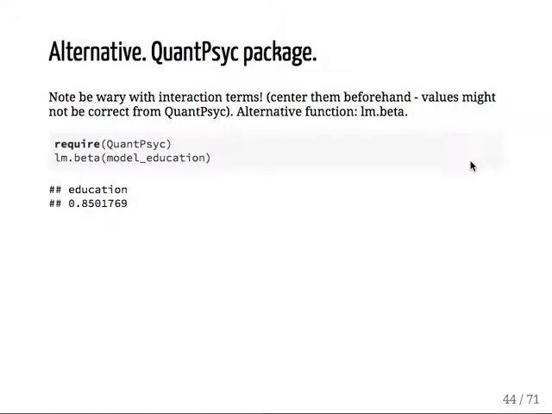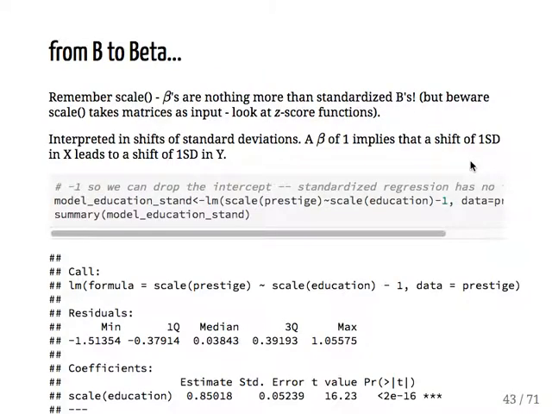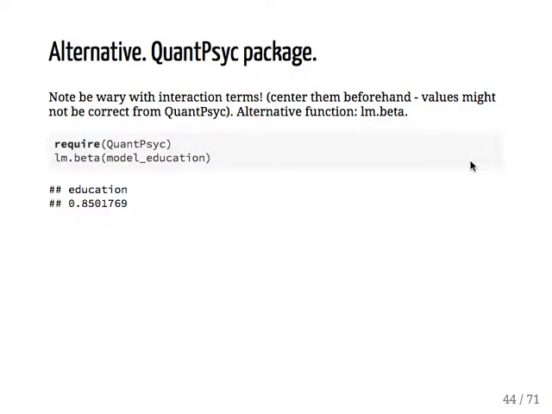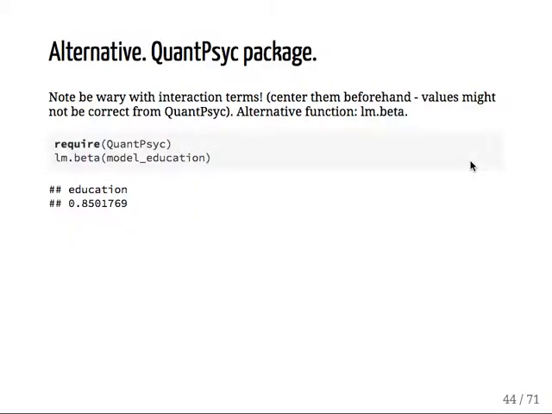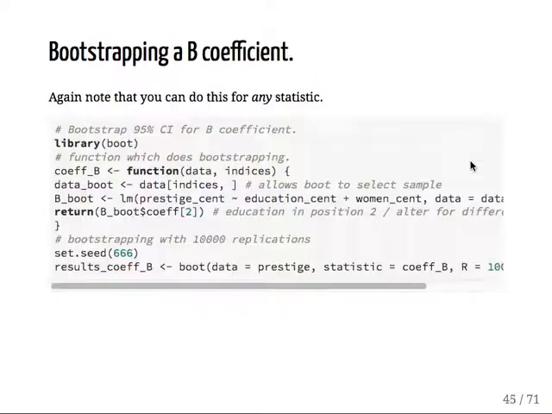So the alternative, if you think that's too clumsy to do, is a package which helps us with it, which is lm.beta, and we can just say lm.beta and it will give you the beta coefficient for that model. So you could scale it, or you could use lm.beta to calculate the coefficients for you.